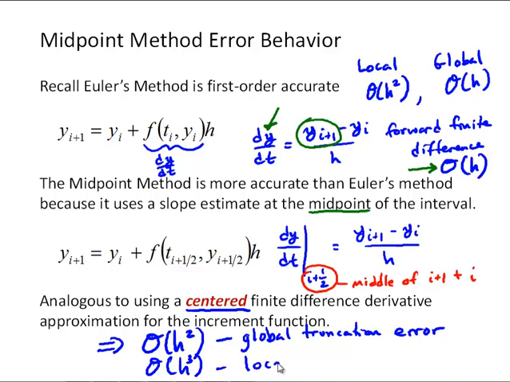So the local error is third order accurate, and the global error is second order accurate. And again, the main reason we got there is just looking at the formulation of the midpoint method as a finite difference derivative approximation, and recognizing, since we're taking the derivative at the midpoint between yi plus 1 and yi, that it looks like a centered finite difference derivative.